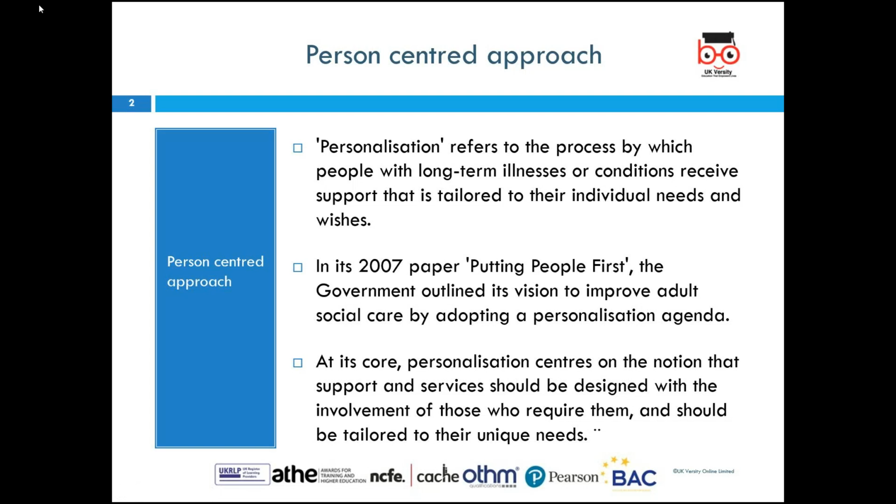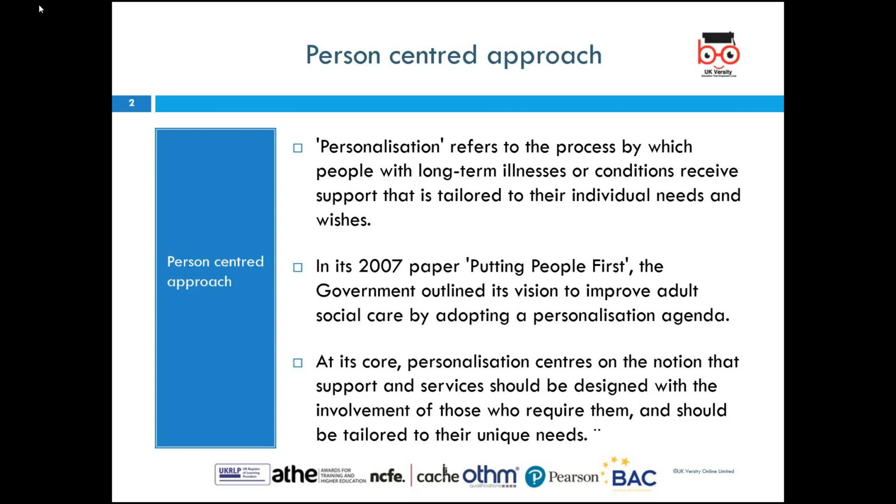So we're just going to look at an overview of what the person-centered approach is. So person-centered approach actually refers to something called personalization. And this is the process with which people who have long-term illnesses or conditions will get support that is tailored to their own selves, to their own individual needs, and based upon what their own wishes are. So long-term illnesses don't necessarily have to be a big dangerous thing. It could be something like asthma or diabetes, something that requires care long-term.